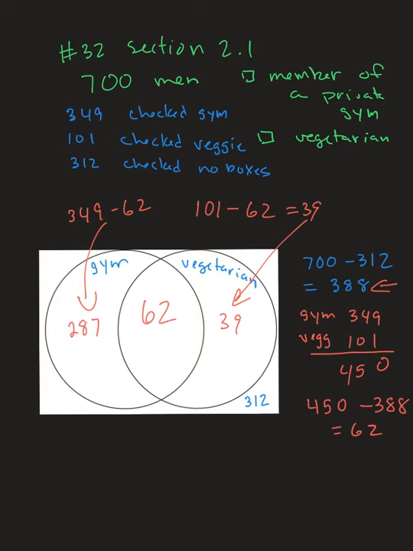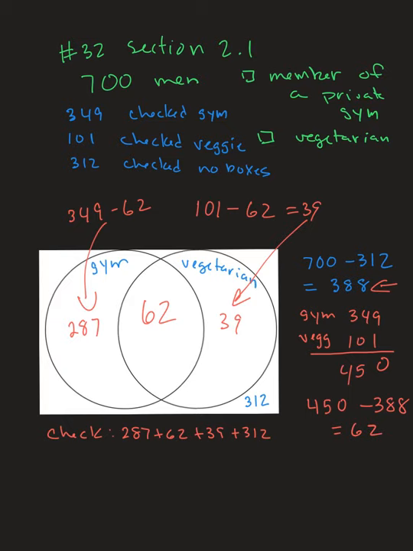And a good way to double check your answer is if I add all four numbers, it should add up to 700, because everyone should be accounted for. So I'm going to check my answer. I'm going to add 287 plus 62 plus 39 plus 312, and double check that adds up to 700. So 287 plus 62 plus 39 plus the 312. Yep, that's 700.